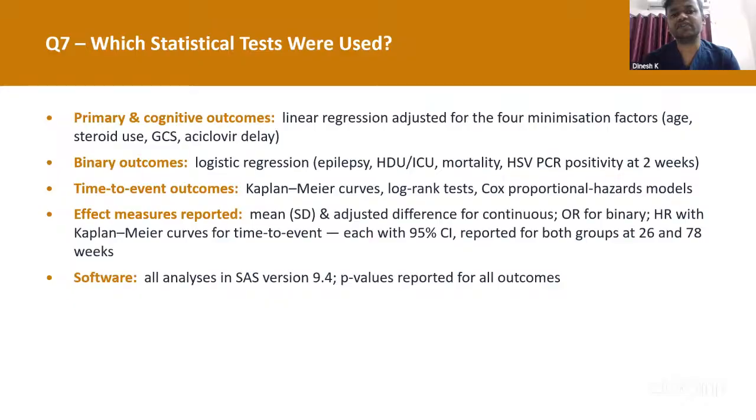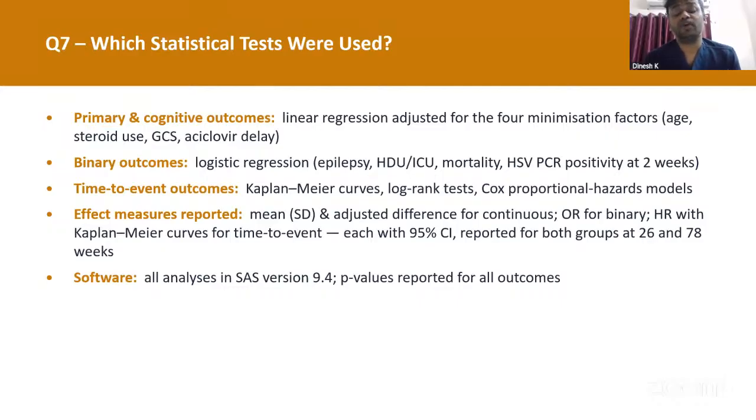And which statistical tests were used for the primary outcome and cognitive outcomes? Because of the continuous data, linear regression tests were used. For the binary outcomes like epilepsy and the need for the HDU, logistic regressions were used. For the time to event outcomes, the Kaplan-Meier curve, log-rank test, and Cox proportional hazards model were used.